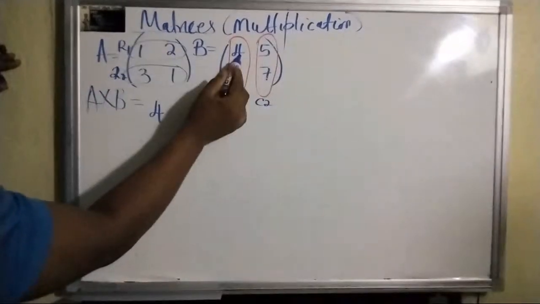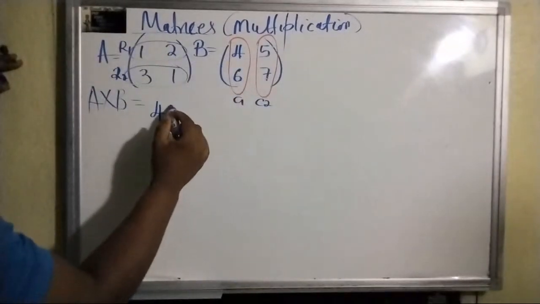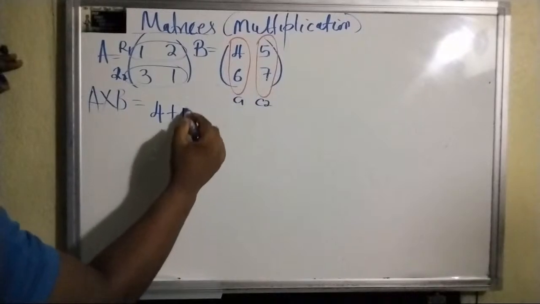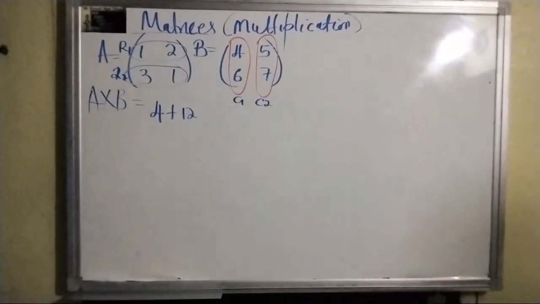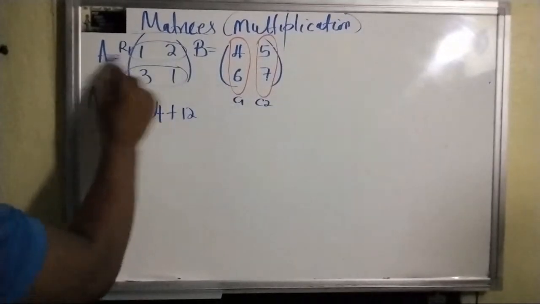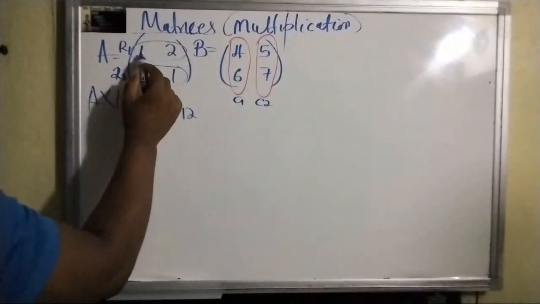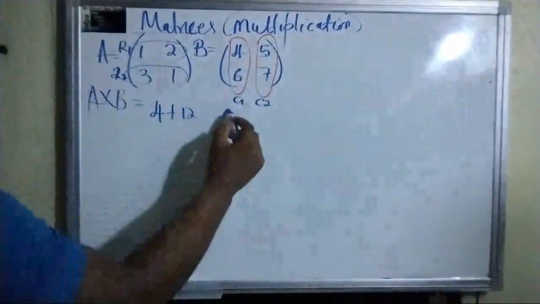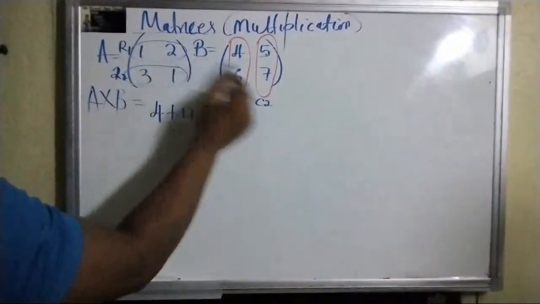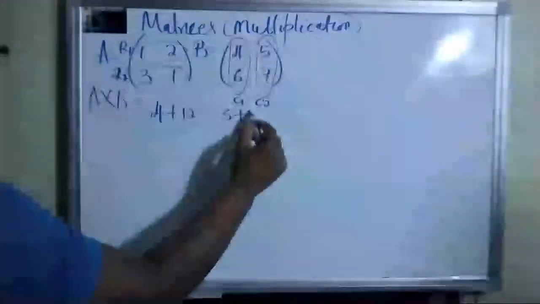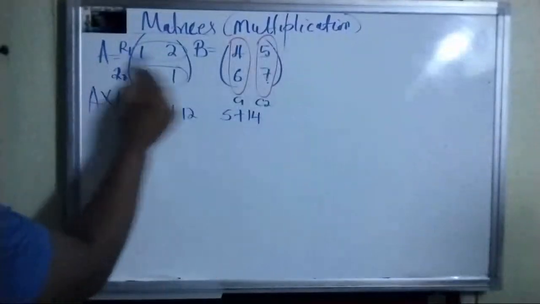So we did this already. Then we do 2 times 6, which is 12. Alright. Don't need row 1. Row 1 controls the top, right? So we don't need column 1. So on to column 2. So 1 times 5, that's 5. 2 times 7, that is 14. Notice how I multiply.